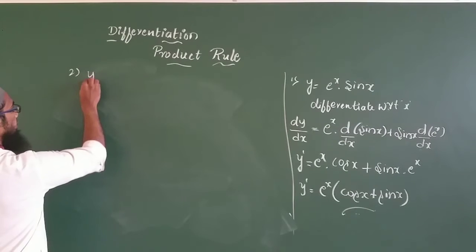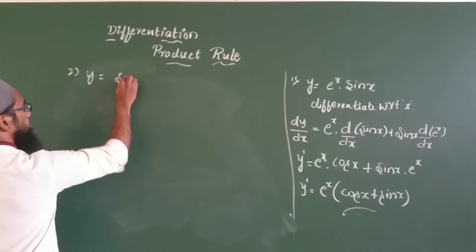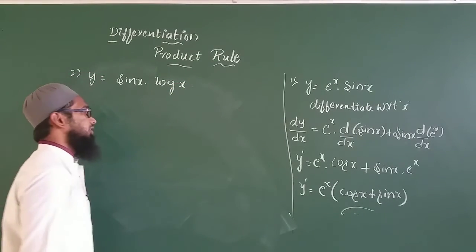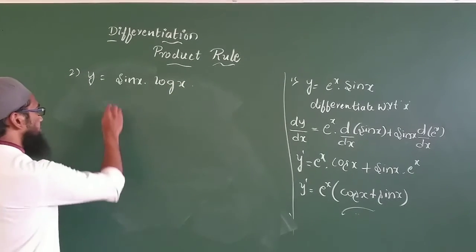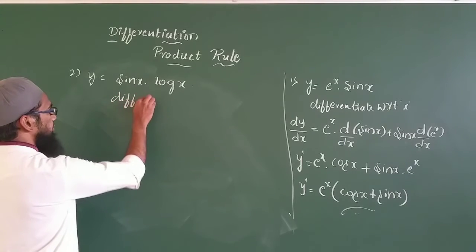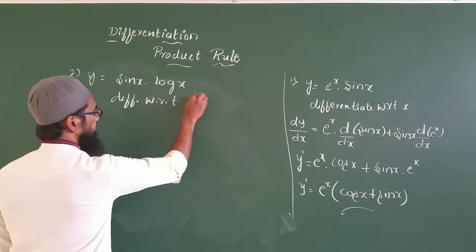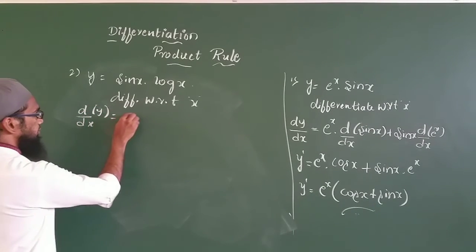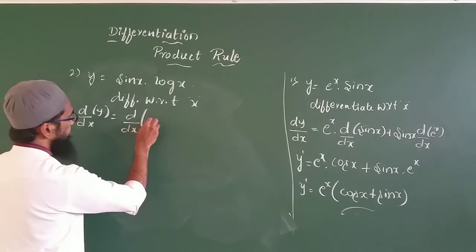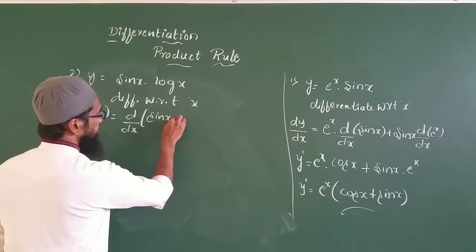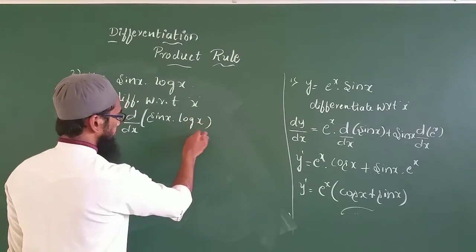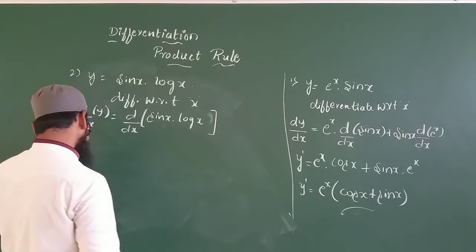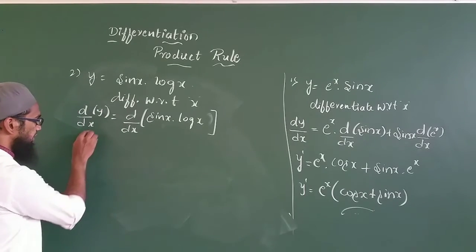I'll take y is equal to sin x into log x, for example, a trigonometric function times a logarithmic function. So differentiate with respect to x here. Now this becomes d by dx of y, that is equal to, again you take d by dx of sin x into log x. So this is our first function. Now this is our second function. So this becomes y dash.